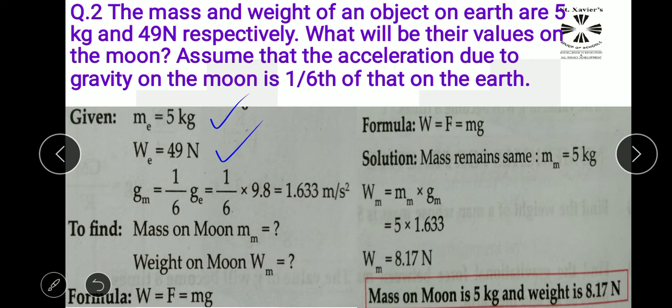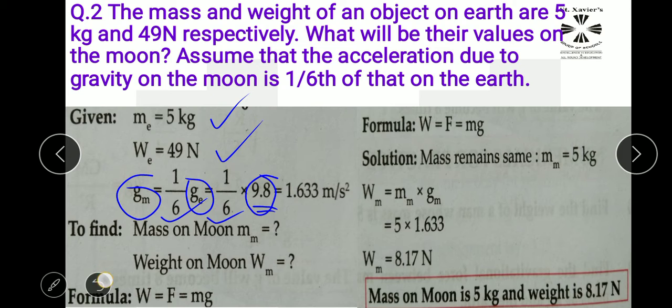Assuming that the acceleration due to gravity on the moon is 1/6 of that of Earth, gravitation on the moon is equal to 1/6 into gravitation on Earth. We know gravitation on Earth is 9.8, so the value is substituted. When you divide 9.8 by 6, you will get 1.633. So here we have gravitation on the moon.